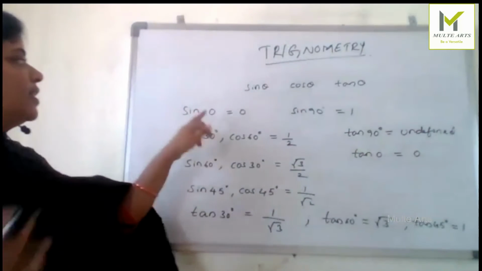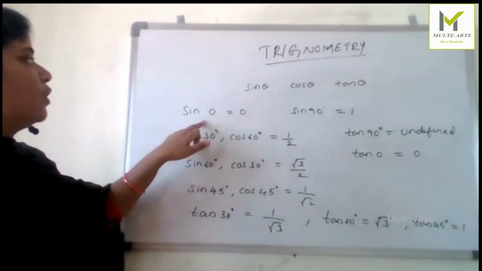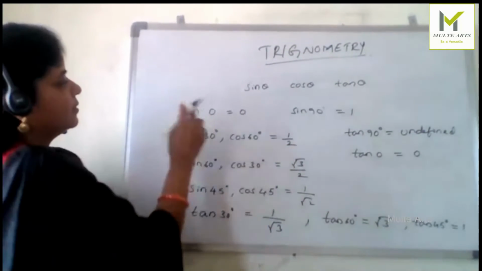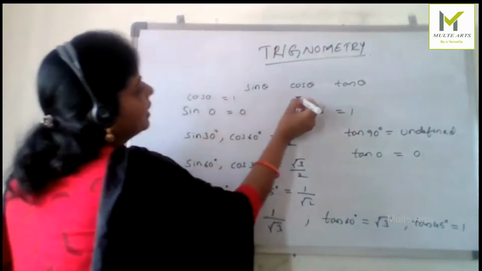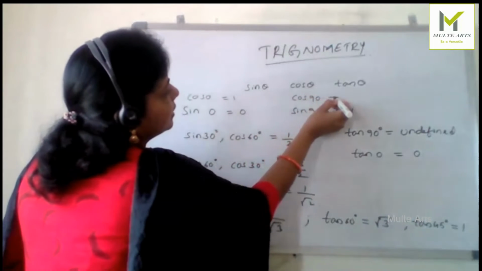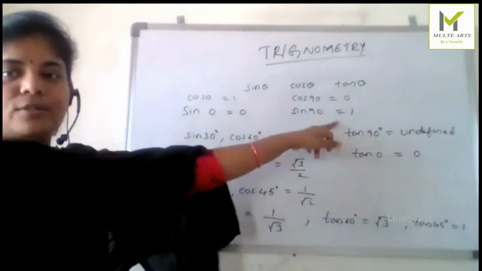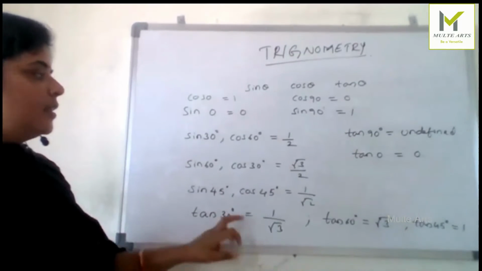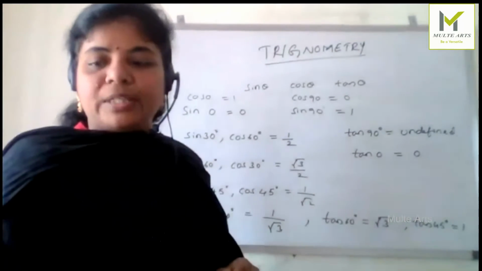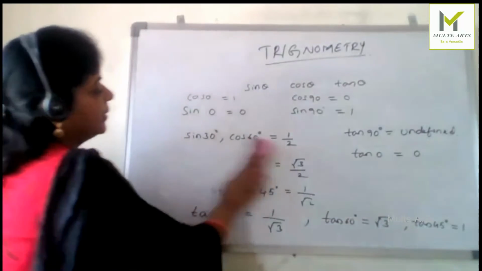And here first I have written sin 0 is 0, sin 90 is 1. Similarly, we can make cos 0 as the opposite of this. That is cos 0 will be 1 and cos 90 will be 0. So you can remember easily like this, 1, 0, 0, 1, and the related values will be like this. Now we are going to see some example problems related to these trigonometric ratios.